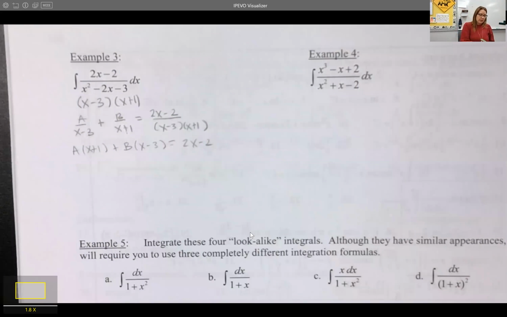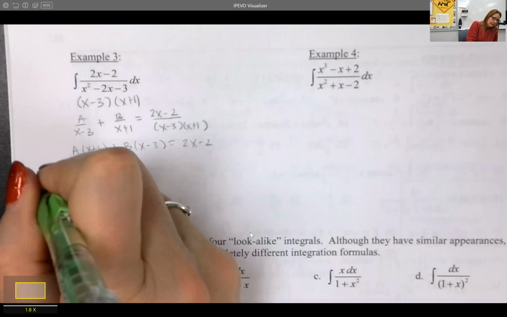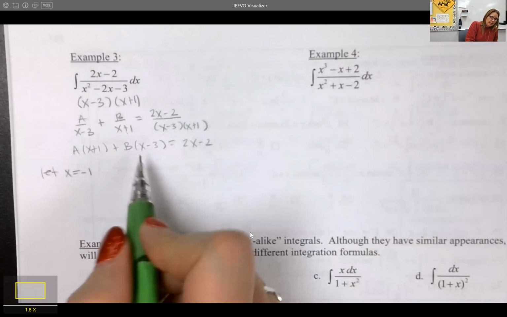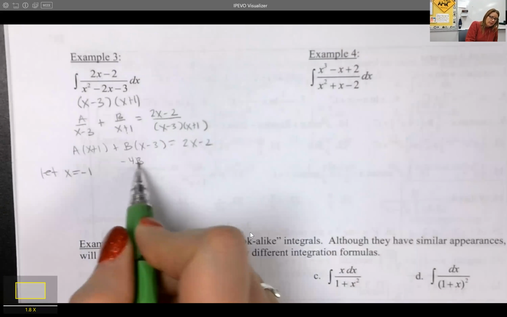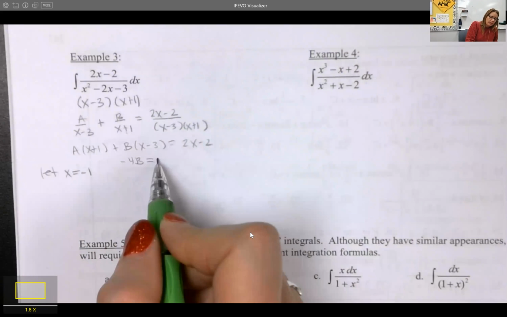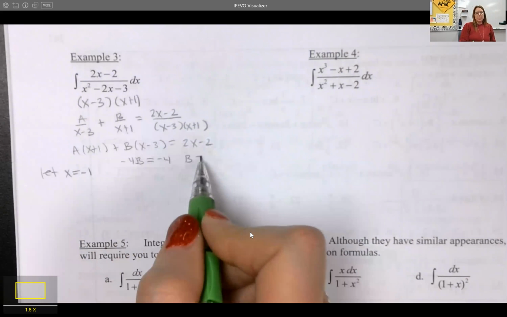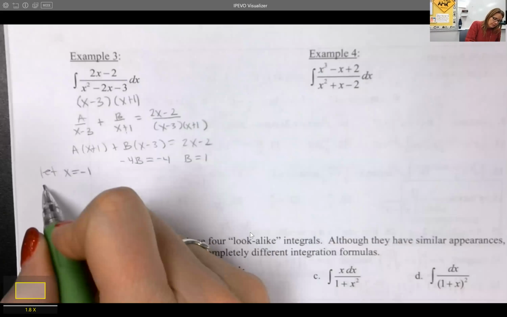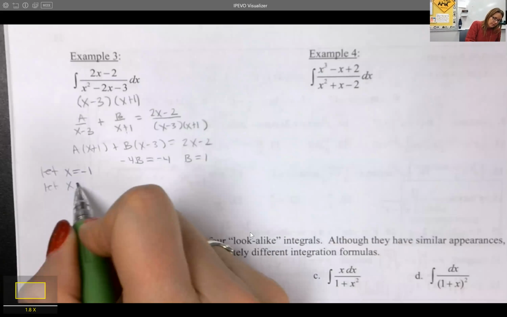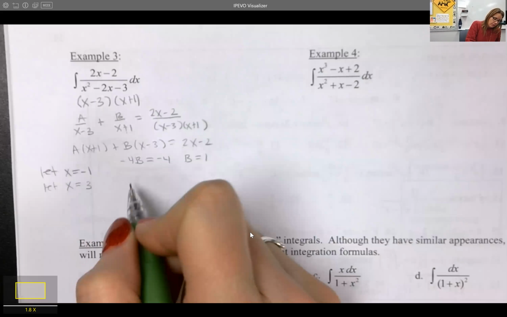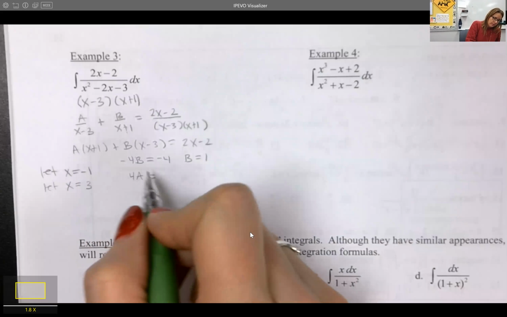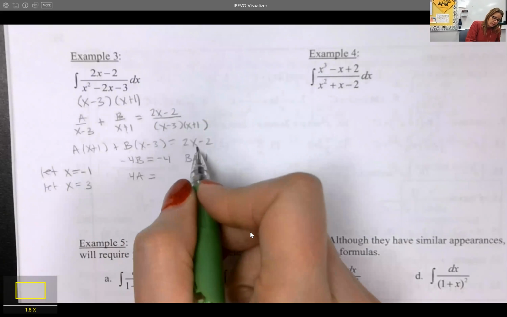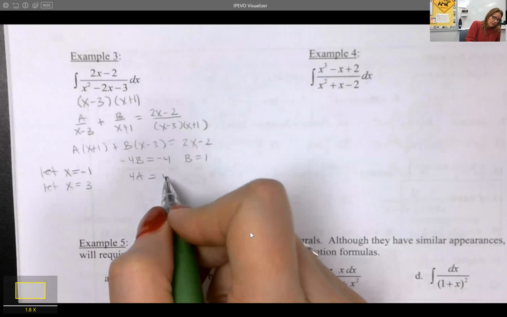All right, so now I'm going to let x equal negative 1 so that that will cancel out. So that will give me negative 4b, and then negative 2 minus 2 is negative 4. So we get b is positive 1. Then we do the same thing here. This time, we're going to let x equal 3, so we get 4a. This one cancels out, and then 2 times 3 is 6, minus 2 is 4. So we get 1.